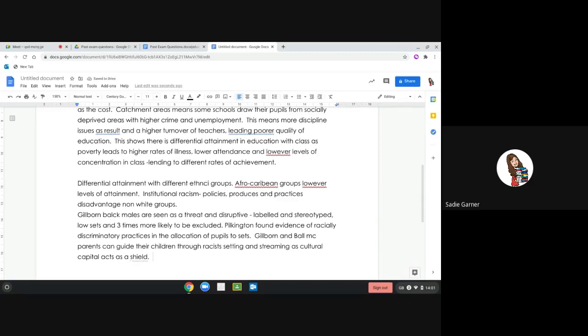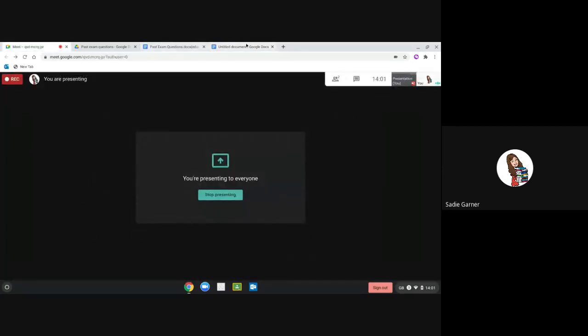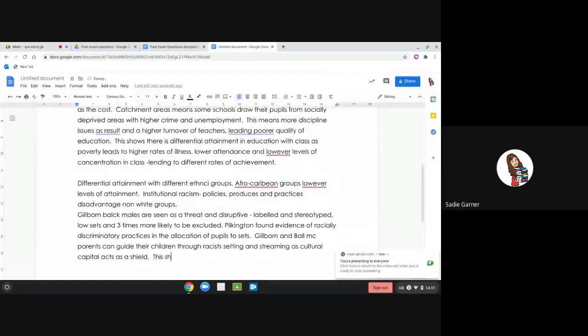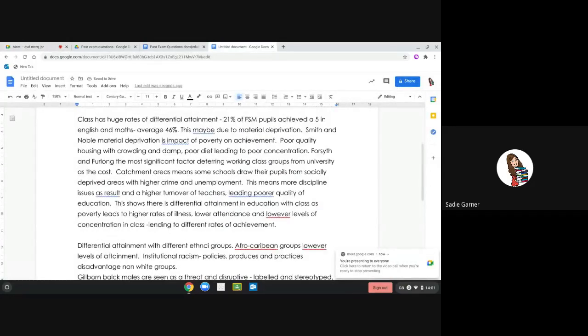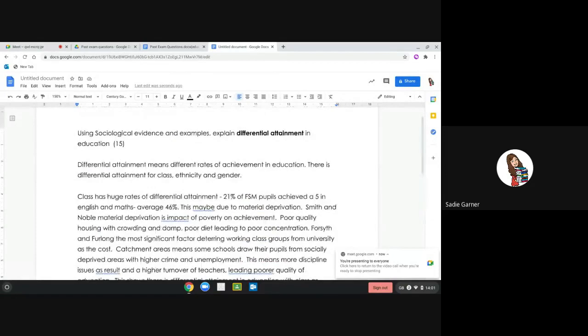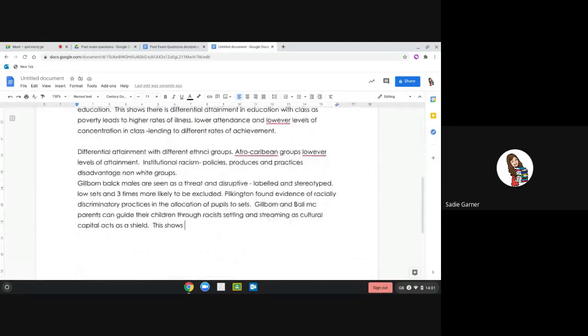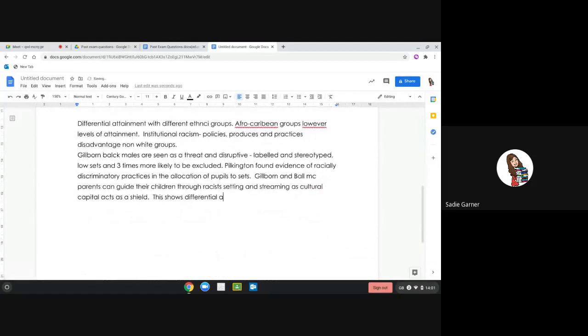Okay, so the end of those 3 sociologists are always aimed for 3. And this means that I give the examiner good range. To get top band for AO1 or knowledge, you need range. So at the end of that paragraph, same as always, we have to say this shows. If you're not doing this shows and specifically addressing the question, you're not doing AO2. So this shows there is differential attainment in education with ethnicity.